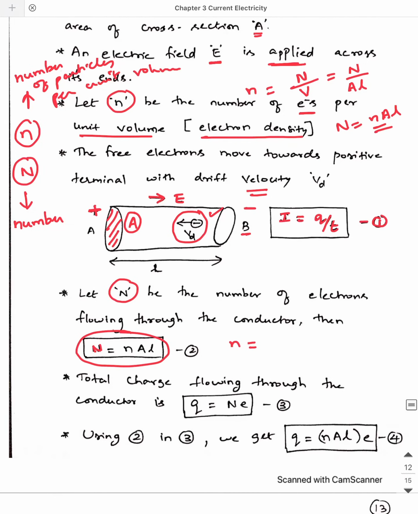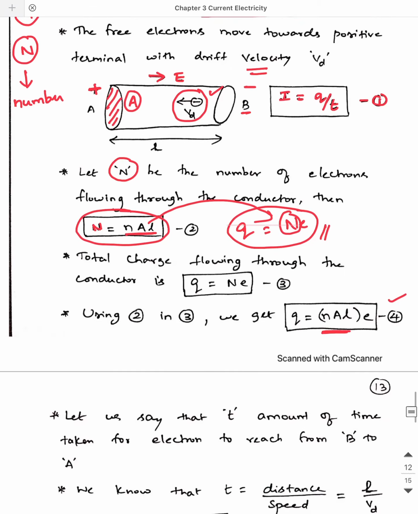Now what is the total charge flowing through the conductor? The total charge is given as Q is equal to N into e, from the quantization of charge. The number of electrons multiplied by the charge of the electron gives the total charge. But capital N is nothing but small n into A into L. Substituting this value, we get Q is equal to small n into A into L into e. Let this be the fourth expression.